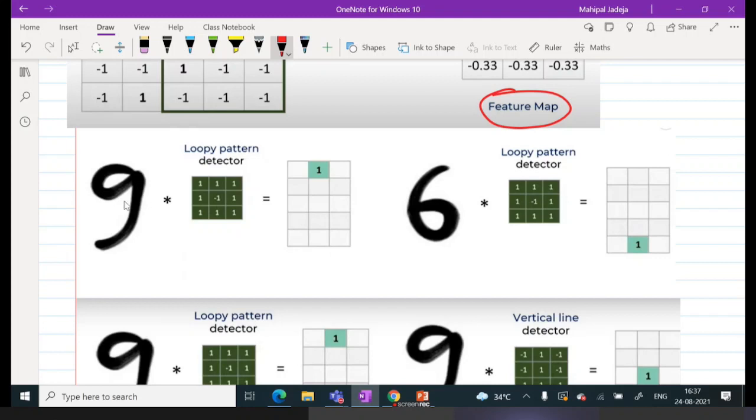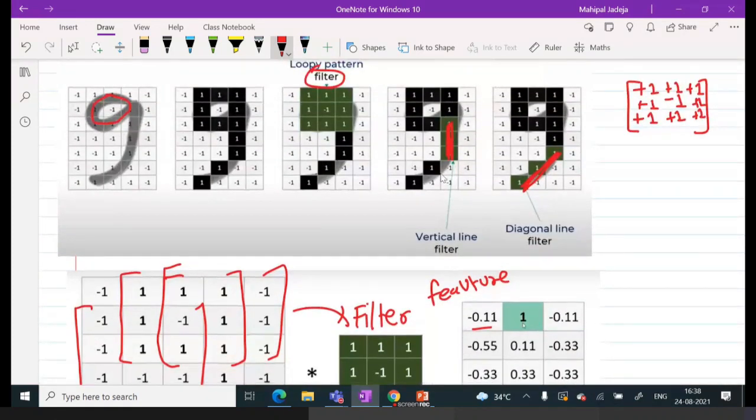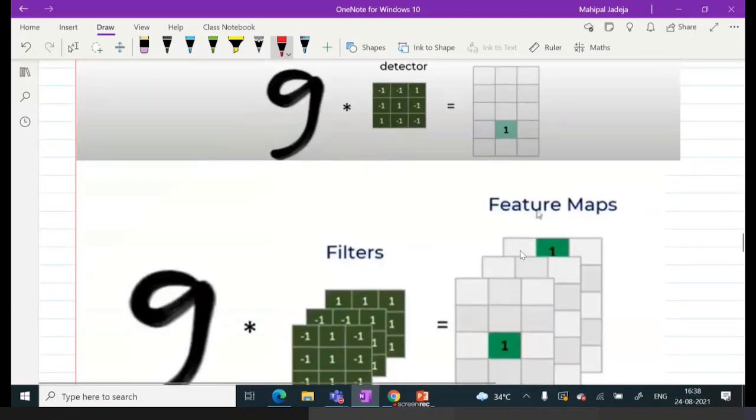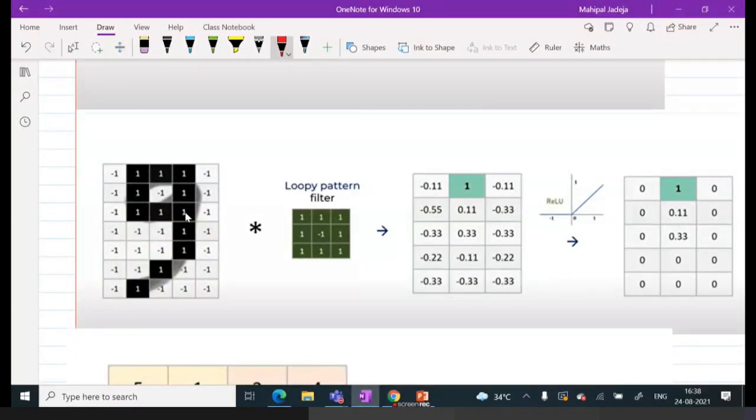Okay. So now instead of 9, let's consider 6. In 6 also the same kind of circular pattern is present, but now the location is different. Now it will come here in the bottom. And if we talk about other patterns, what is my primary interest? I will consider one more filter for finding this vertical line, and one more filter for finding this diagonal line. Basically, I will generate 3 different kinds of feature maps. And if I club them, then I will be able to identify whether the entire 9 is present in my image or not. So that is the idea.